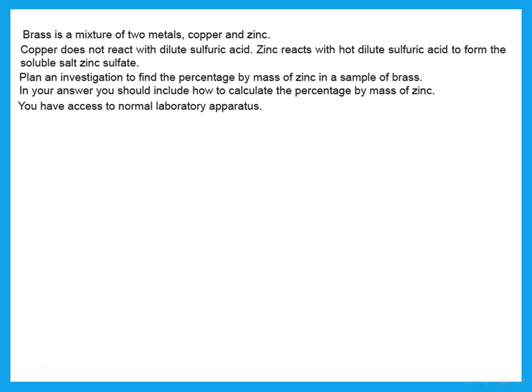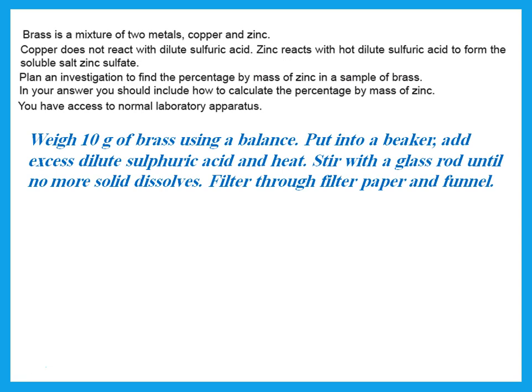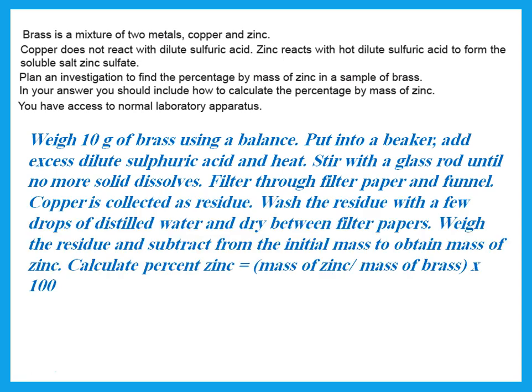We have brass, a mixture of two metals. So the first thing you do is weigh a certain mass of the brass using a balance. Put it into a beaker, add excess dilute sulfuric acid and heat, because he says the zinc will react with the hot dilute sulfuric acid. Copper does not react. So stir with a glass rod until no more solid dissolves, so you're sure that all the zinc has reacted. Filter through filter paper and funnel. The copper will be collected as residue.